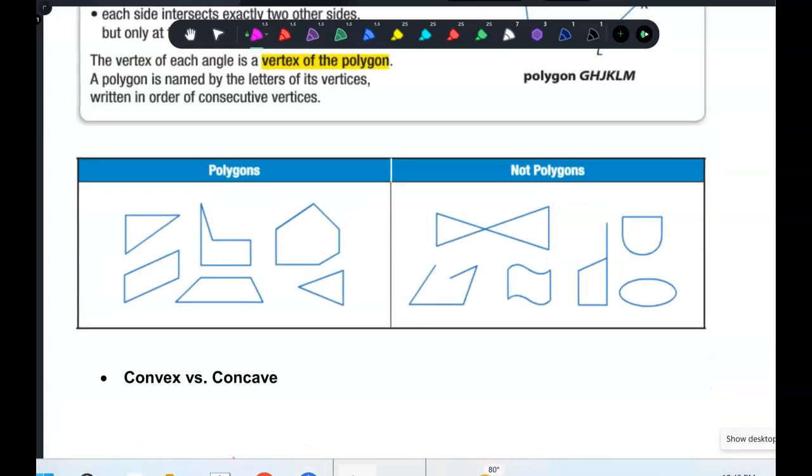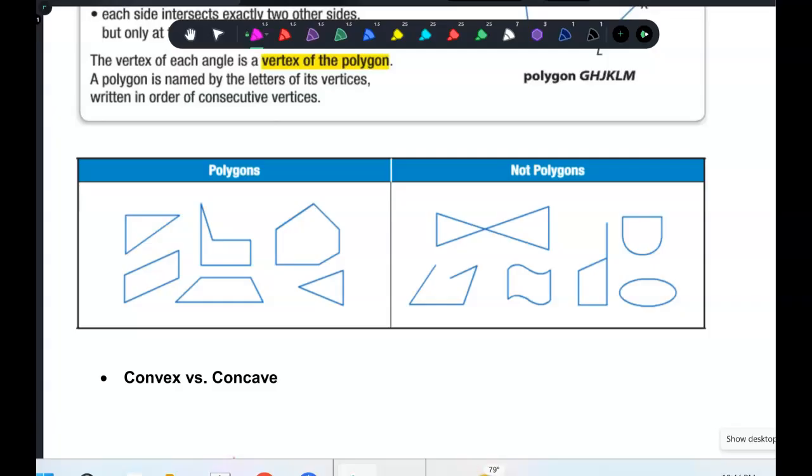Here are some examples that are polygons. So you notice everything is a closed shape with straight lines. And we can have some pretty interesting looking shapes as long as all the lines are straight and it's closed.